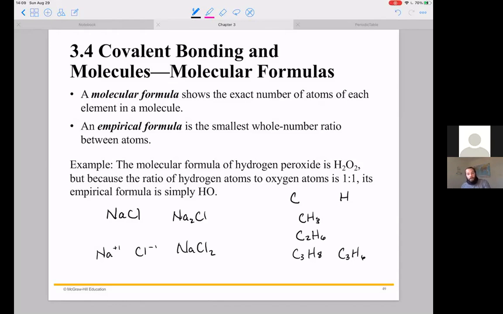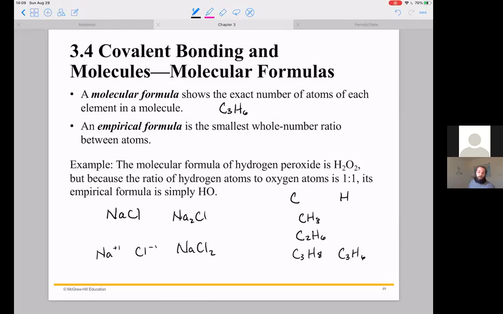So a molecular formula gives the exact number of atoms for each molecule. So for example, C3H6 would be a molecule where I had 3 carbons and 6 hydrogens, all covalently bound together. I don't want to overcomplicate things, but nonetheless, we could tell in a molecule we have 3 carbons and 6 hydrogens all covalently bound together. That would be the molecular formula.